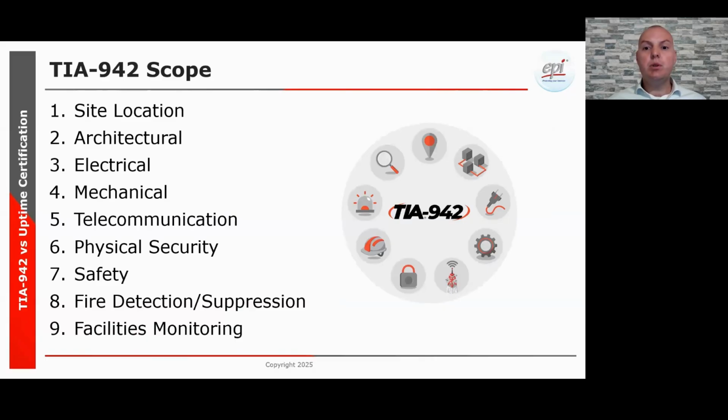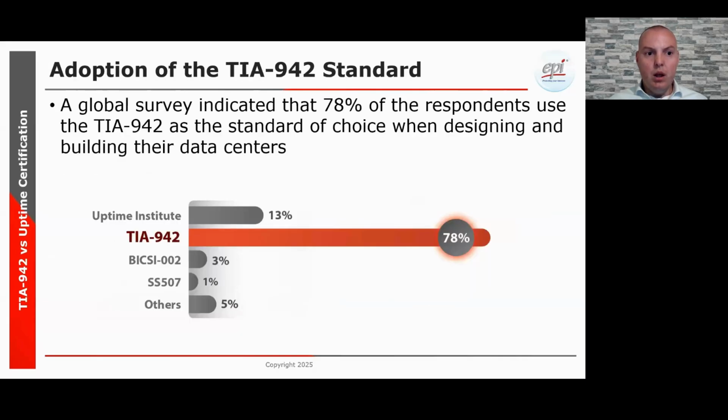As I said, the scope of TIA is very wide. It consists of these 9 elements. More and more companies decided they want to move forward with certifying for the TIA-942. And even in some countries, if you want to house governmental data, it's strictly required for them to follow the TIA-942 standard.